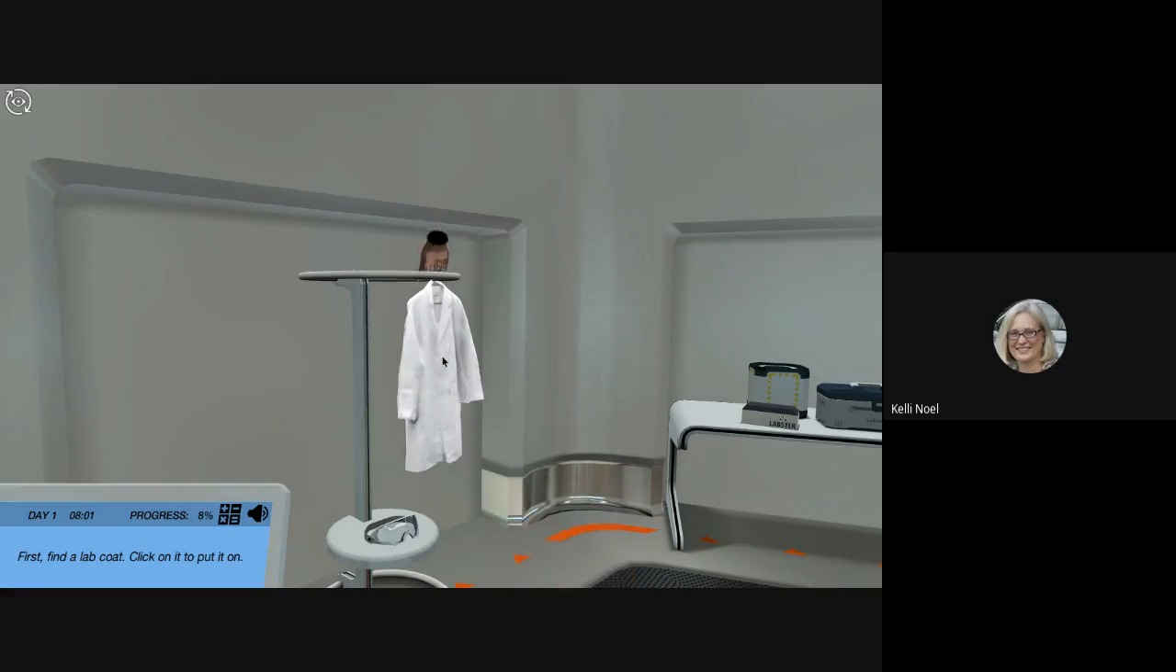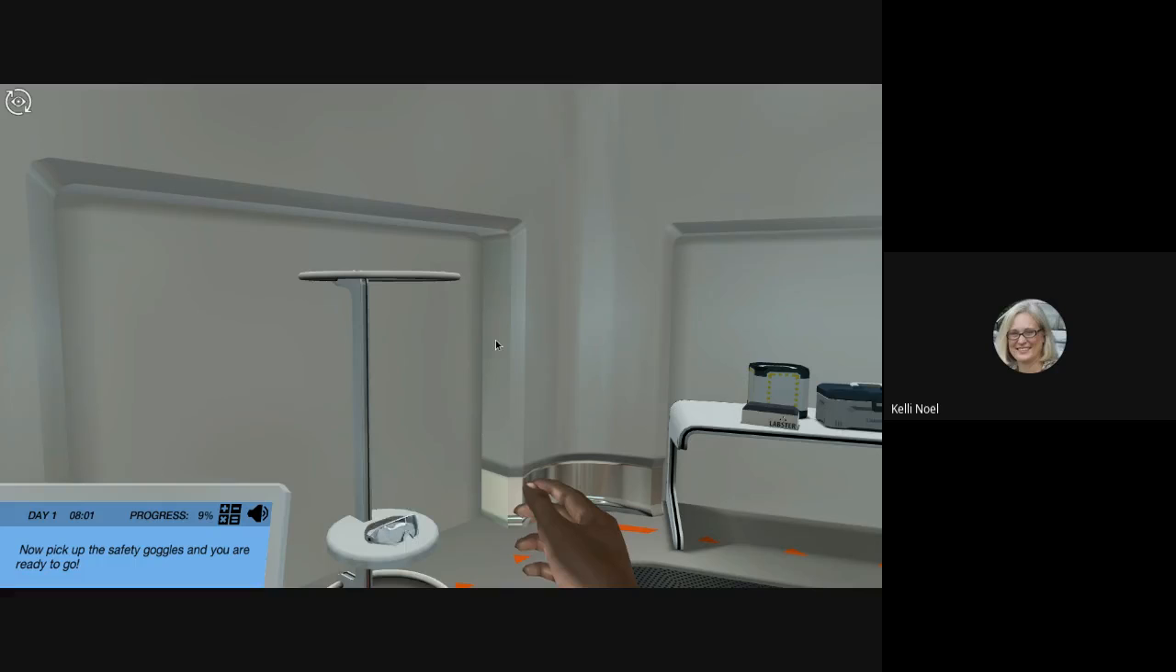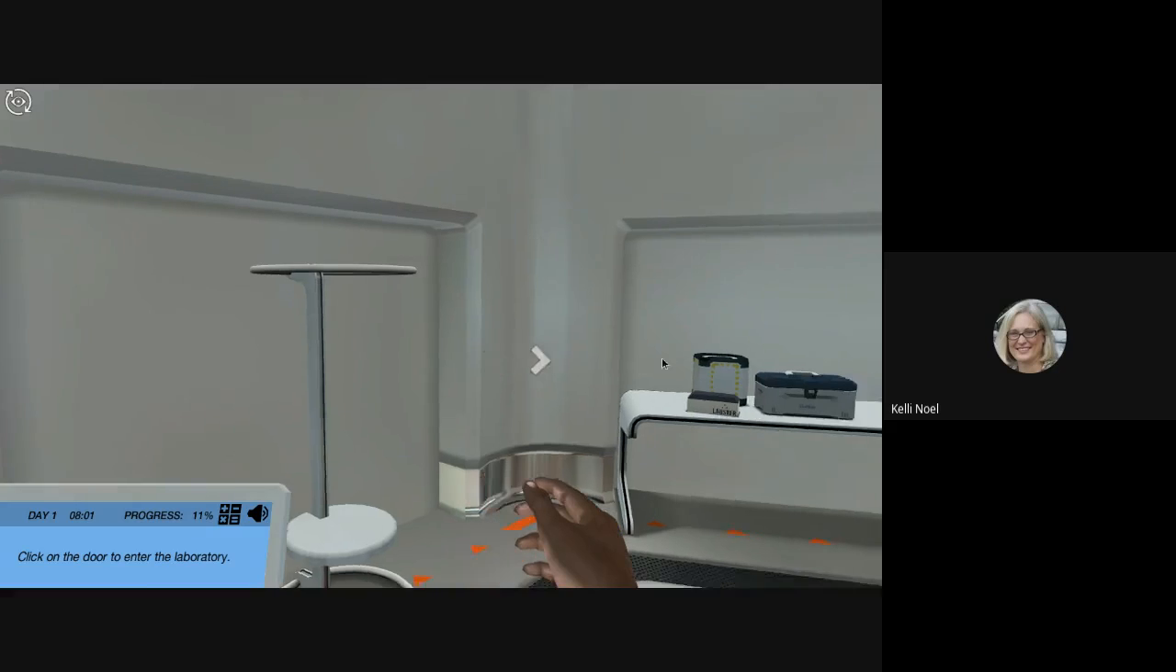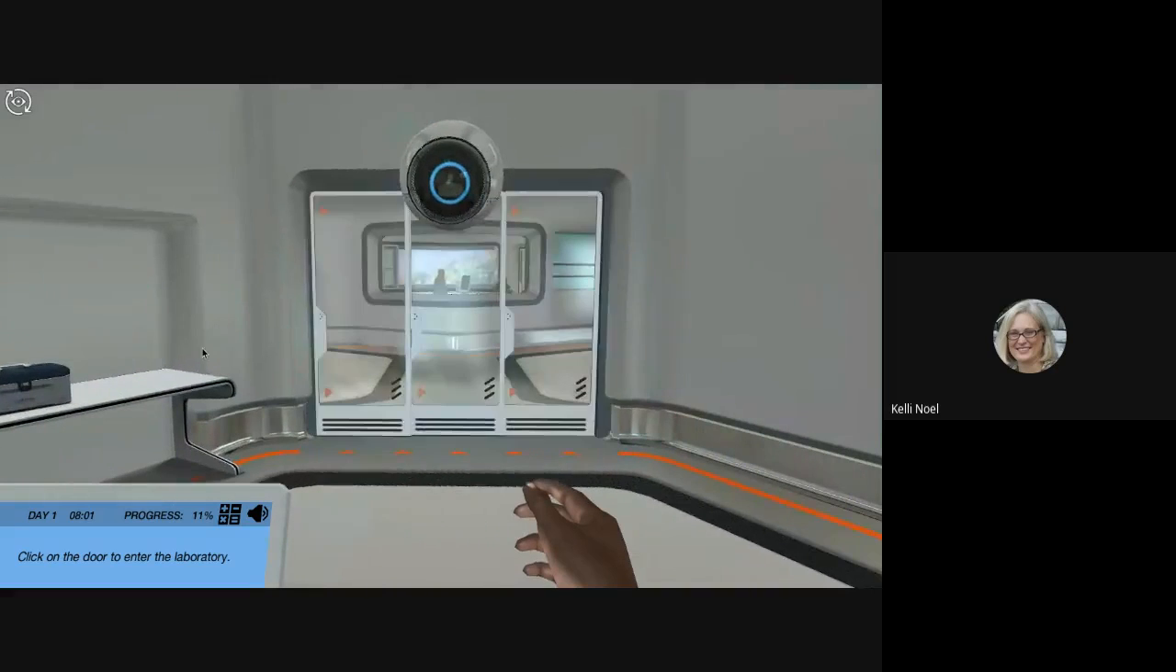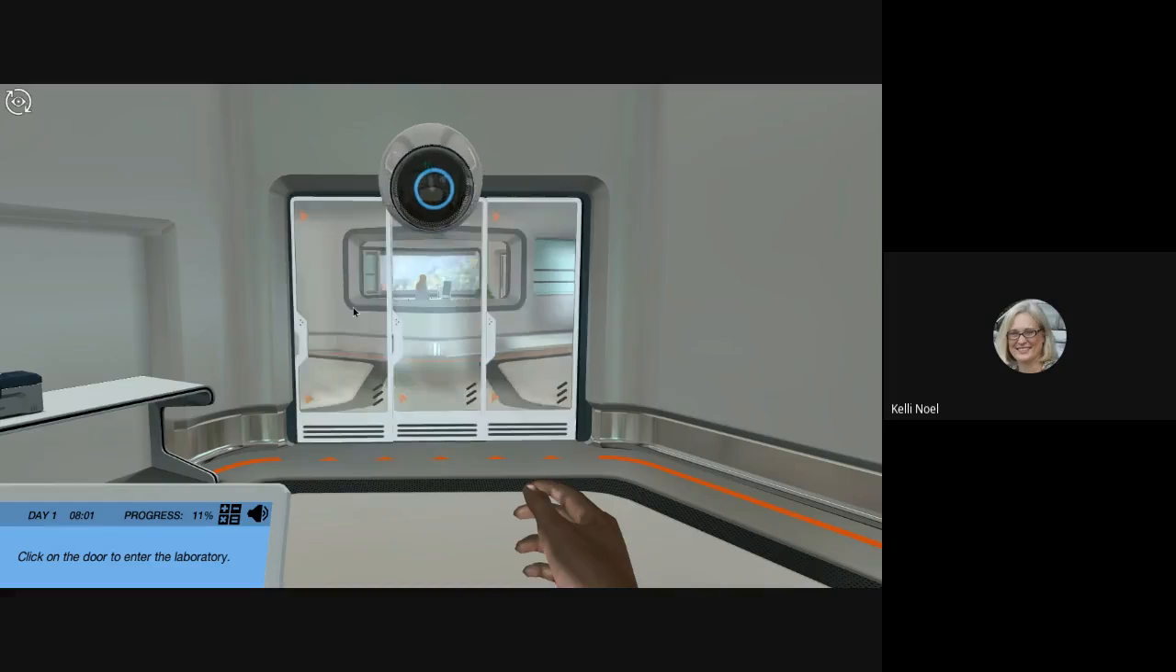Notice it highlights the lab coat. Now pick up the safety goggles and you are ready to go. You click on it and it picks it up. And so we're outside the lab right now. We haven't gone in the lab. Click on the door to enter the laboratory. So with this arrow, I'm going to click and hold down and move over to the door. And then I'm going to click open to open the door.